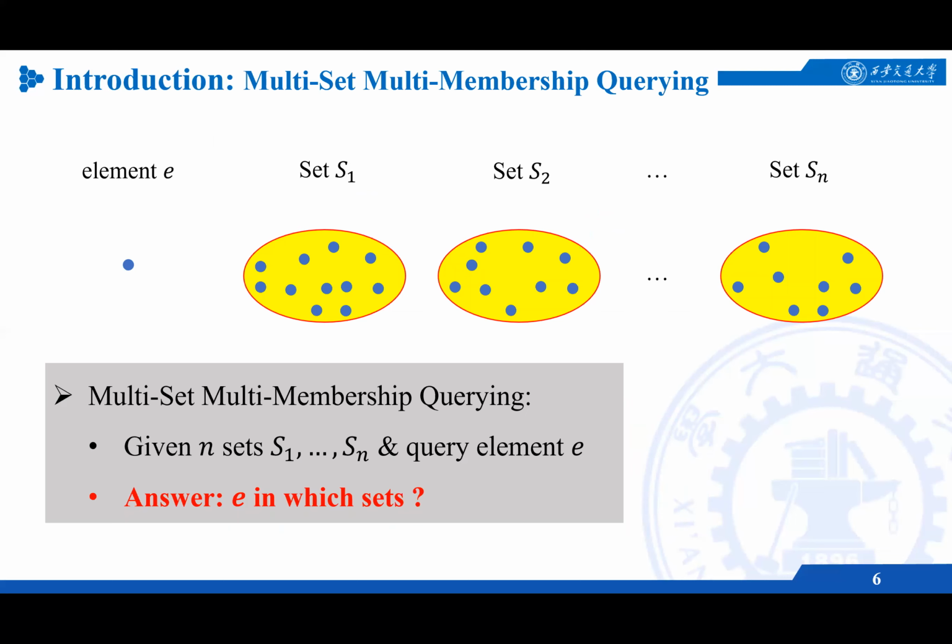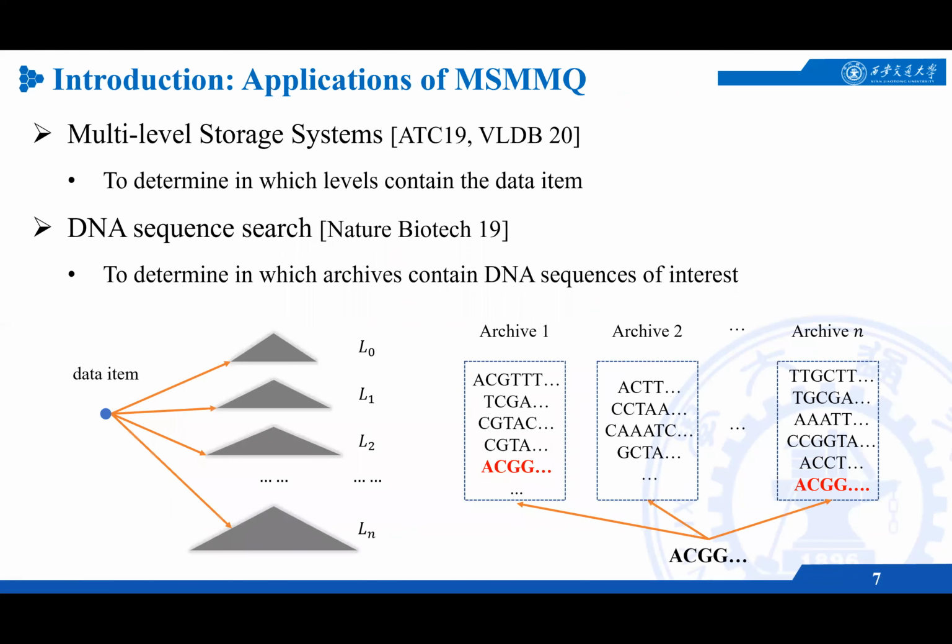Given n sets from S1 to Sn and a query element E, the goal is to answer in which sets E exists. Note that E can exist in multiple sets. Multi-set multi-membership query also has wide applications.